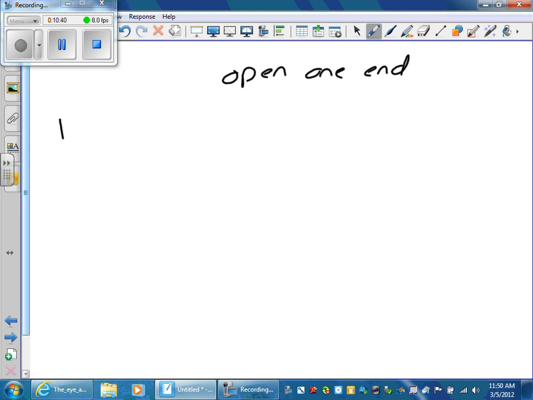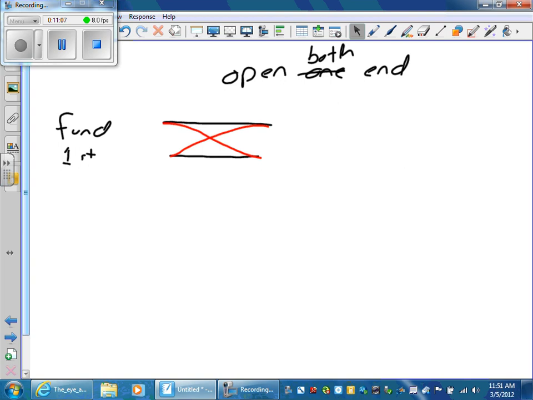Open on both ends, your fundamental, that's your first harmonic, looks like this. Two antinodes on the ends, one node. Open on both ends. If you're open on both ends, you always have to end with an antinode.